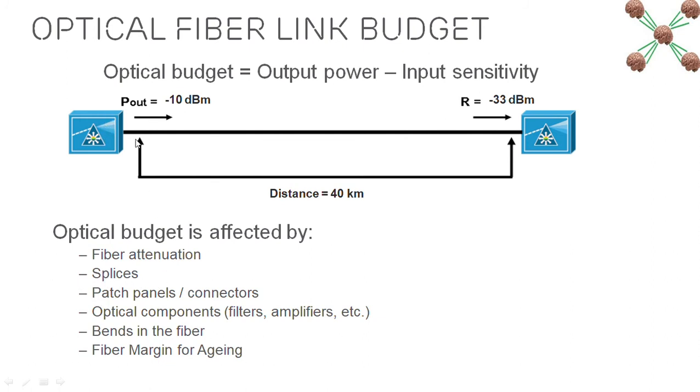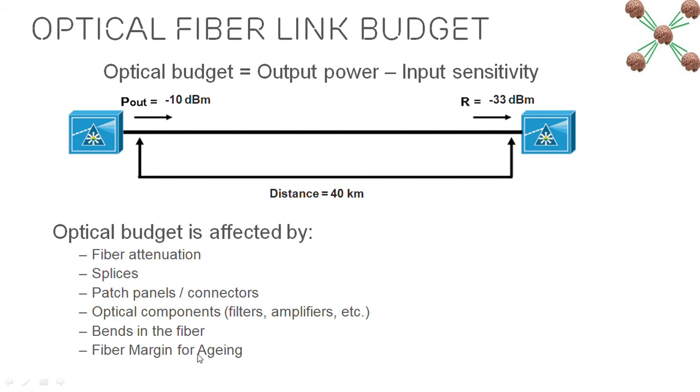Also, when you go inside the building, you use some patch panels or some connectors. So there is some connector loss as well. And the components which are used on both of the sides, these components can also use some power. Also, when you are using a fiber in the ground or on towers or in any way, there may be some bends, some very micro bends in the fiber. Those micro bends can bring some losses.